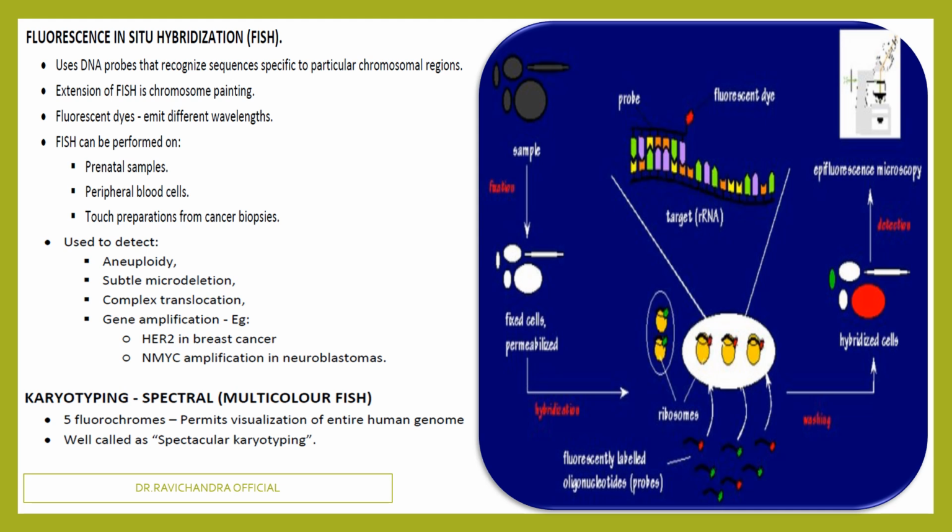Multicolor FISH or spectral karyotyping includes 5 fluorochromes, and they permit visualization of the entire human genome. And so it is called spectral karyotyping.